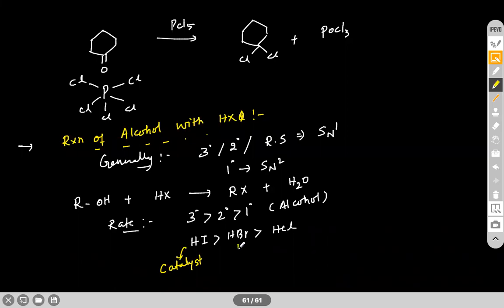But for HBr, the reaction takes place in the presence of an acidic medium. We can take H2SO4 for this purpose. For HCl also, we take ZnCl2. These catalysts are required for the reaction of HBr with alcohol. Why? Because the reactivity is less. To promote the reaction, we use some catalyst here.